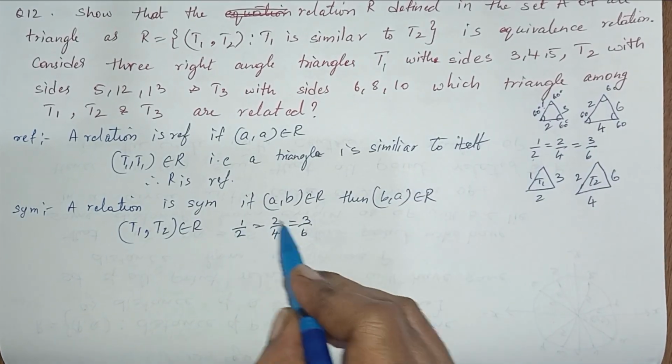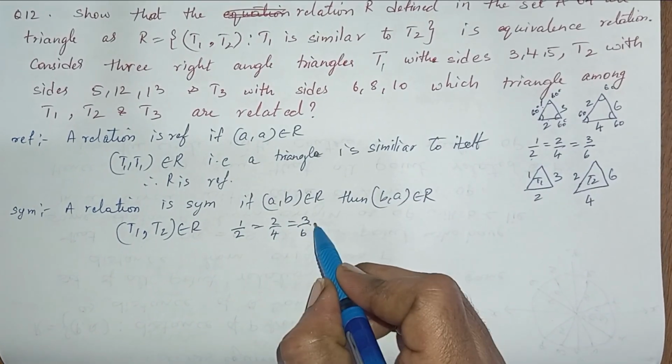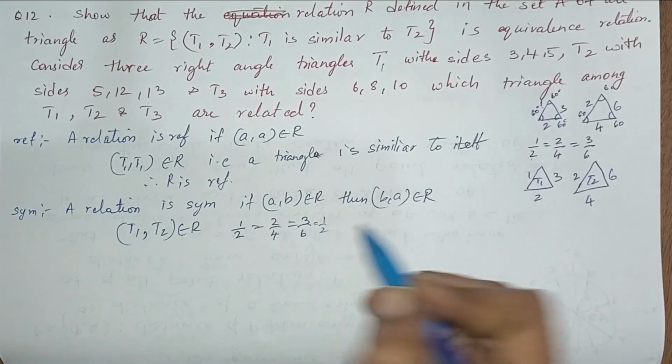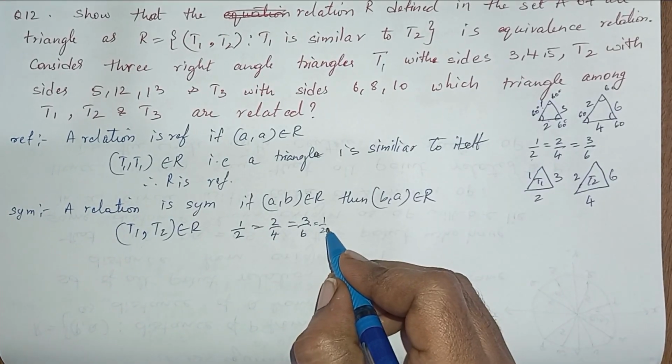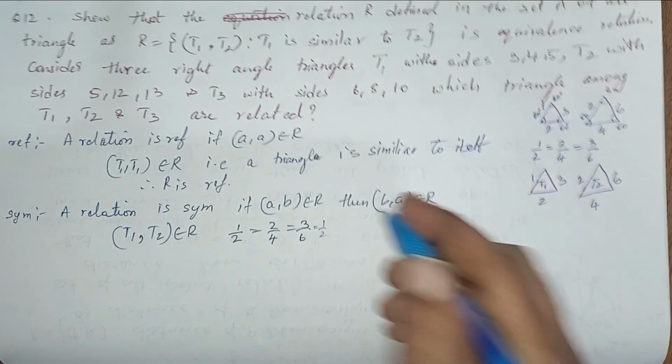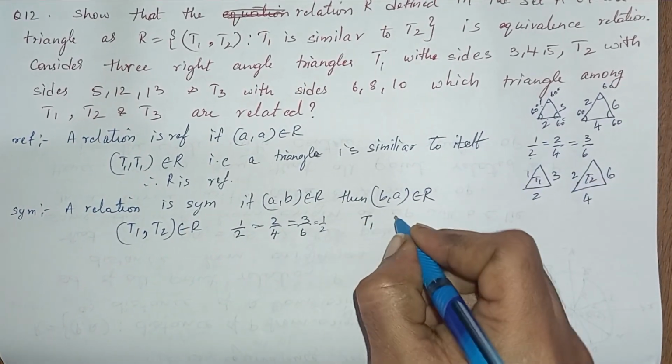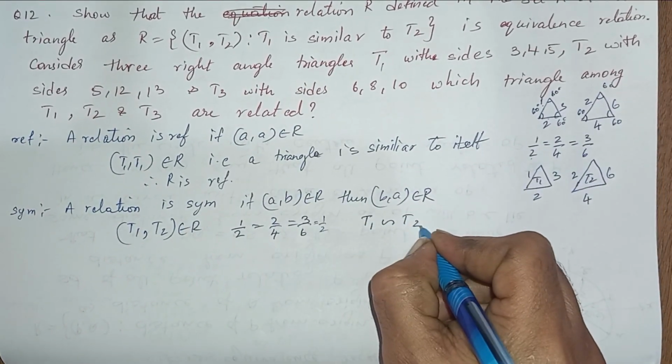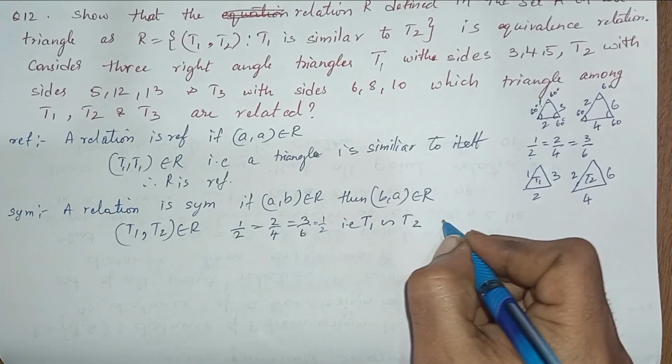You can see all the sides are in the same ratio, that is, equal to 1 by 2. So all the ratios will be 1 by 2. So you know that it is in the relation. So they are similar. That is, T1 is similar to T2.